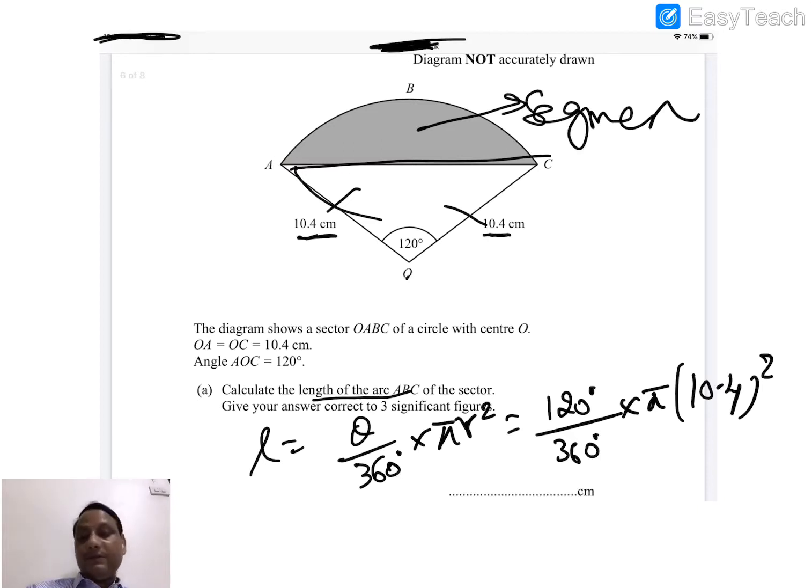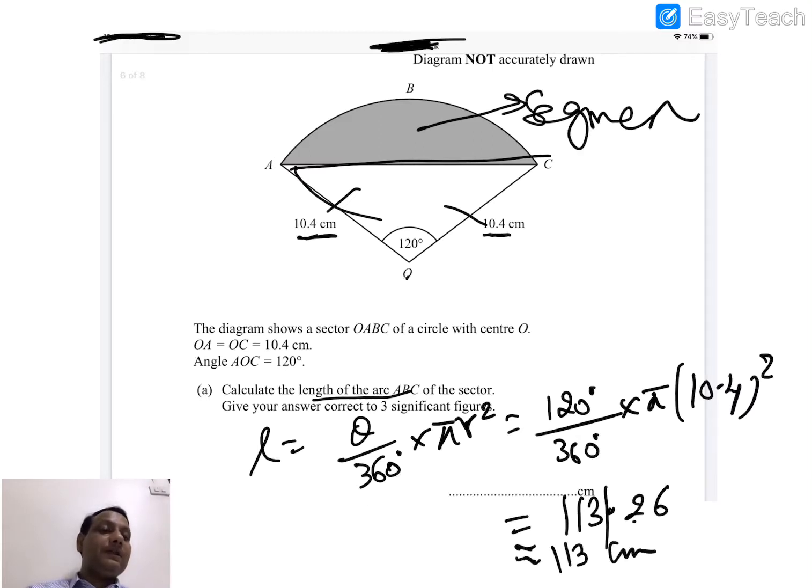So here we are going to do 120 divided by 360, and then times pi, so press shift pi, and then times a bracket 10.4, bracket close, and whole square. So I'm finding it here, and it is going to be 113.26. It will be rounded to 3 significant figures, this is less than 5, so the answer is 113 centimeter square.